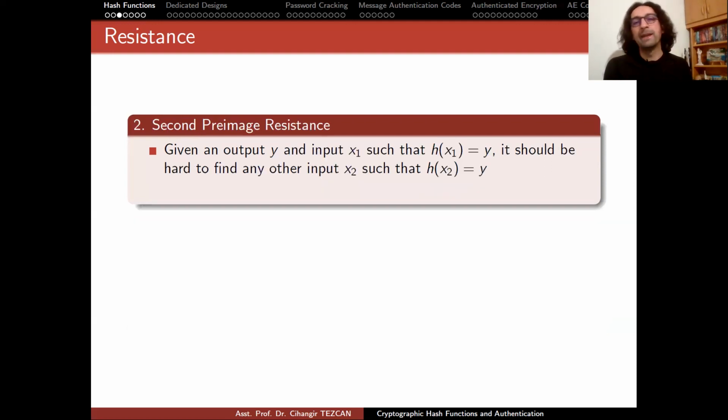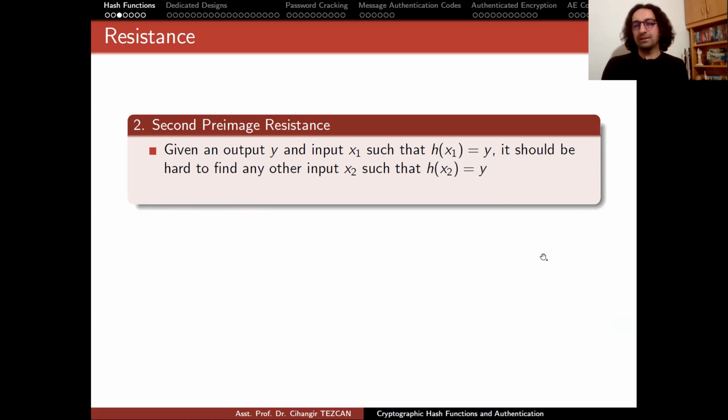So let's move on. The second one is second preimage resistance. Given an output Y and input X1 such that the hash value of this X1 is Y. So we are given these values, X1 and Y. At this point, it should be hard to find any other X2, which is different than X1, such that H of X2 also gives you Y. So you know X1, you know Y. You are trying to find X2 so that H of X2 is also Y.